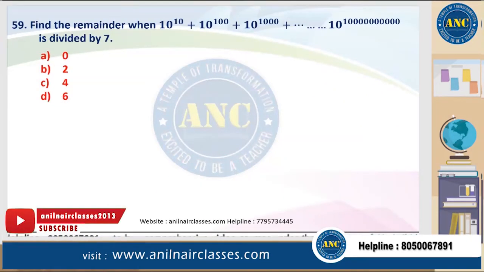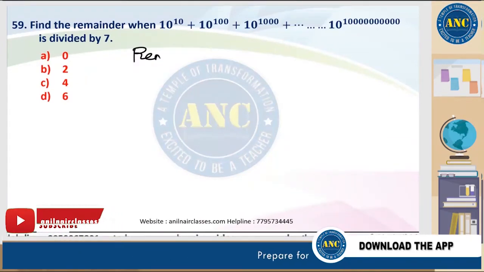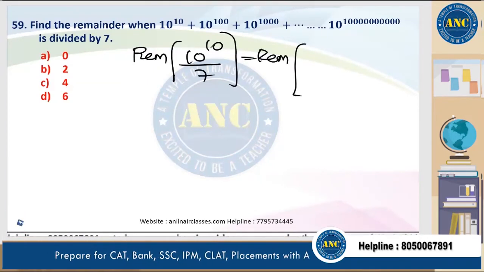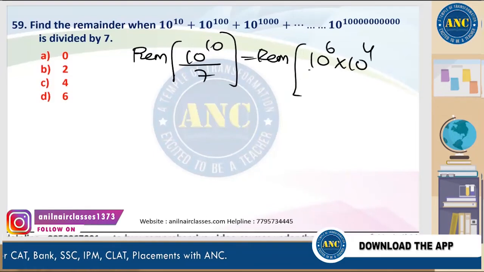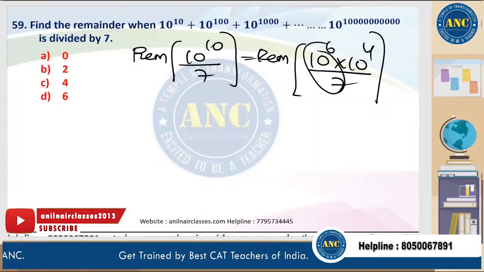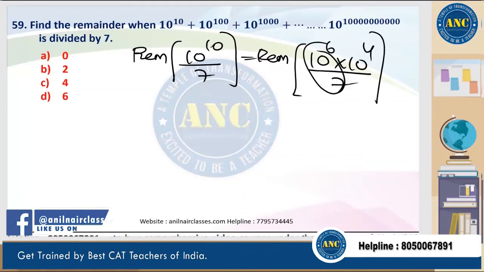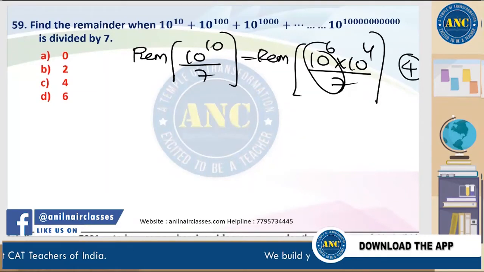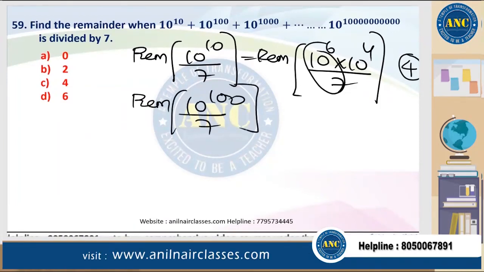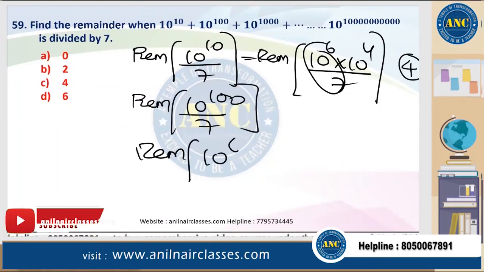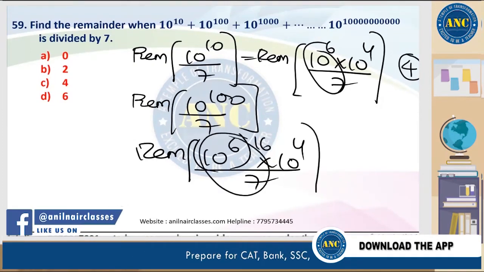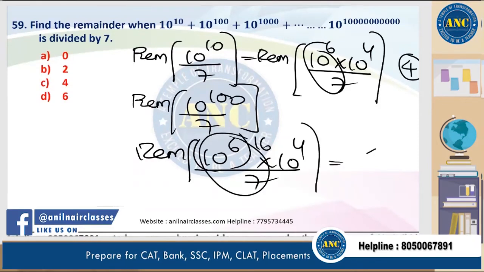59th question. Find the remainder. 10 power 10 divided by 7. Denominator 7, so the numerator will be 10 power 6 into 10 power 4 by 7. 10 power 6 divided by 7 gives remainder 1. 10 power 4 divided by 7: 10 divided by 7 is 3, 3 power 4 is 81, 7 11s are 77, remainder 4. Similarly, 10 power 100 divided by 7: power should be 6, 6 16s are 96, remaining 10 power 4 by 7. This is also 1, and 10 power 4 by 7 is 4.